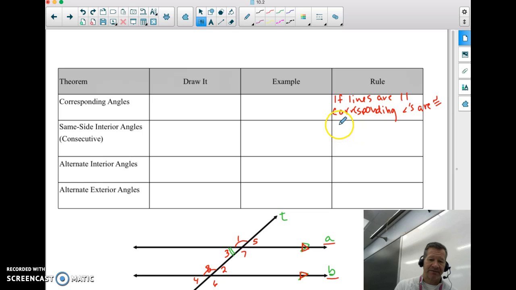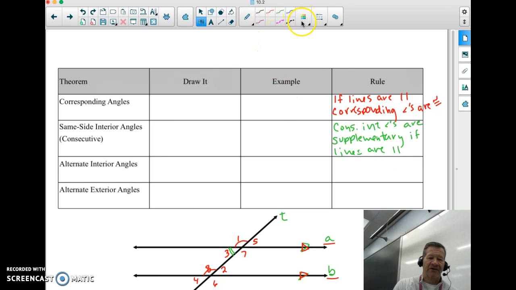So we know that same side interior, or consecutive interior, angles are, what's the word we use when they add up to 180? The word is supplementary, meaning they add up to 180 degrees. But again, only if the lines being intersected are parallel.